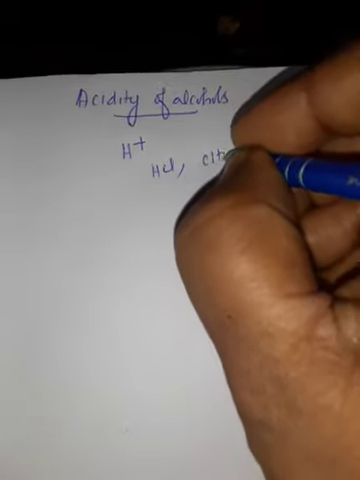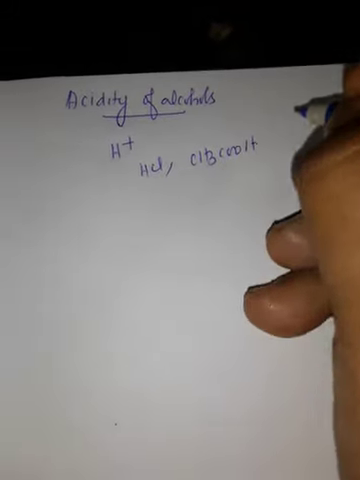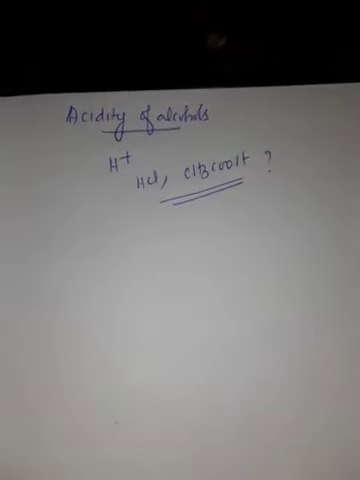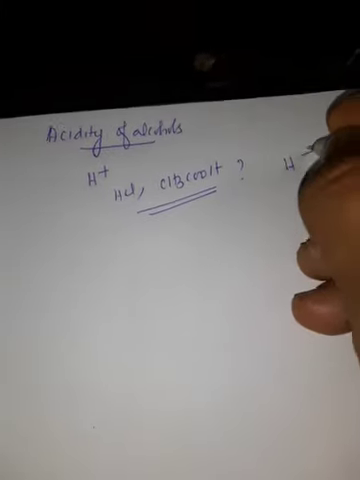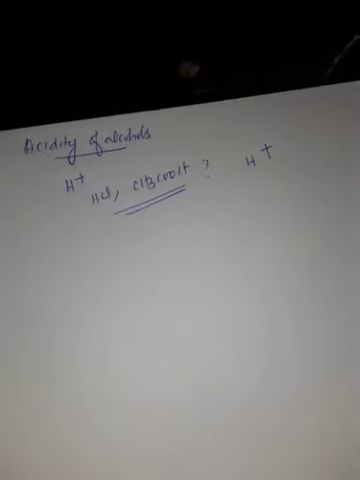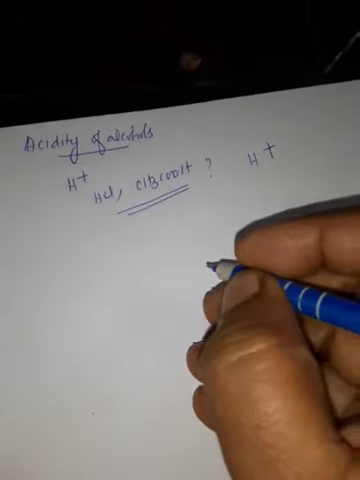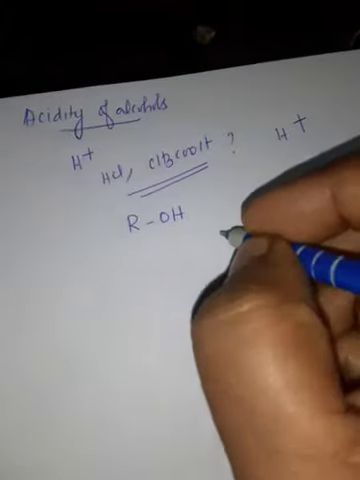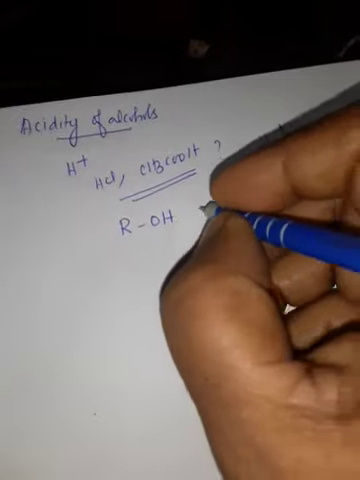Organic acid means CH3COOH. These are called acids because they can donate protons, that is H+ ions. So alcohols can also donate protons. Alcohol means ROH. It can also donate a proton, so it is also acidic in nature.